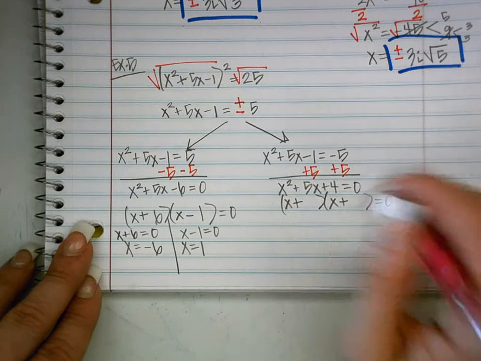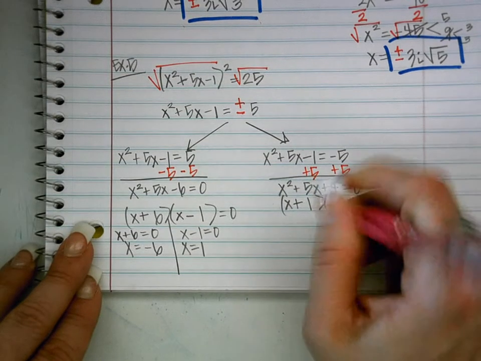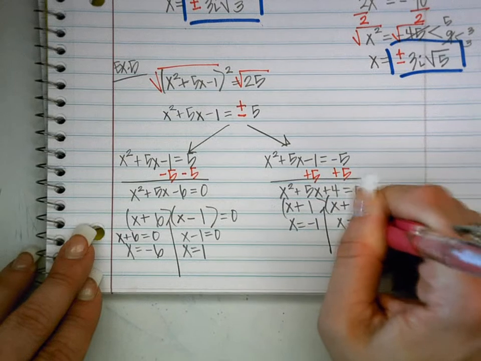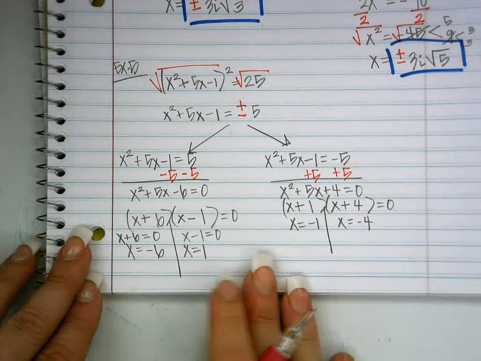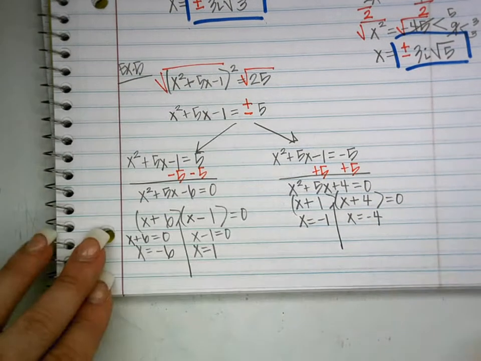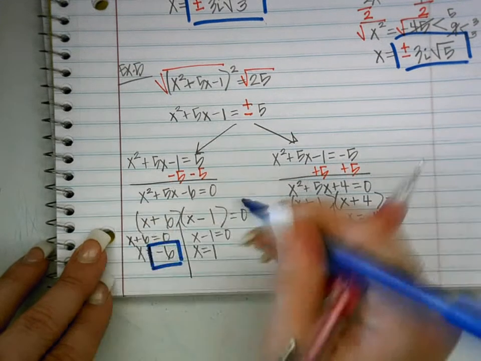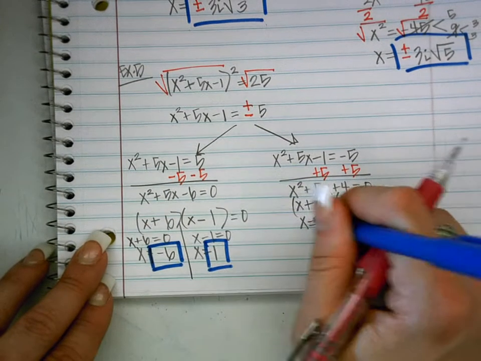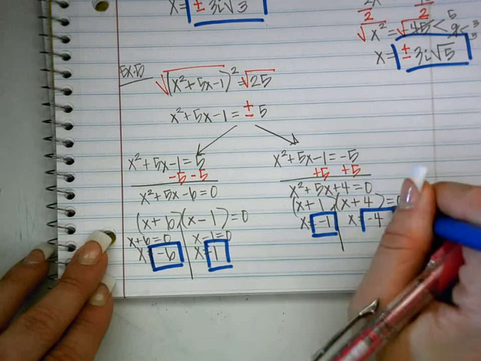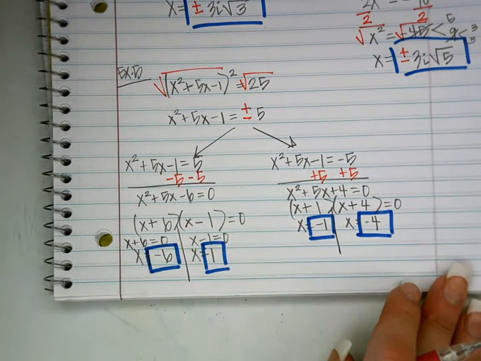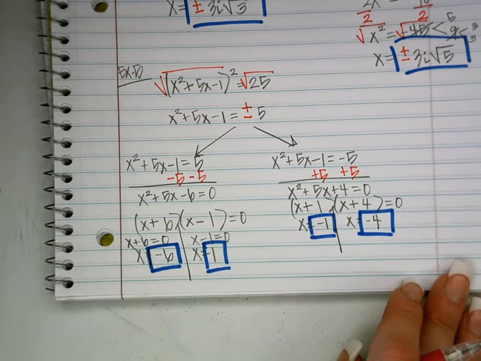1 and 4. And then same thing, we want to split these up and set each part equal to 0. So here you actually have 4 different answers. Okay? -6, +1, -1, and -4. Okay, so you can get up to 4 different answers here. You're fine. Just make sure you watch these.